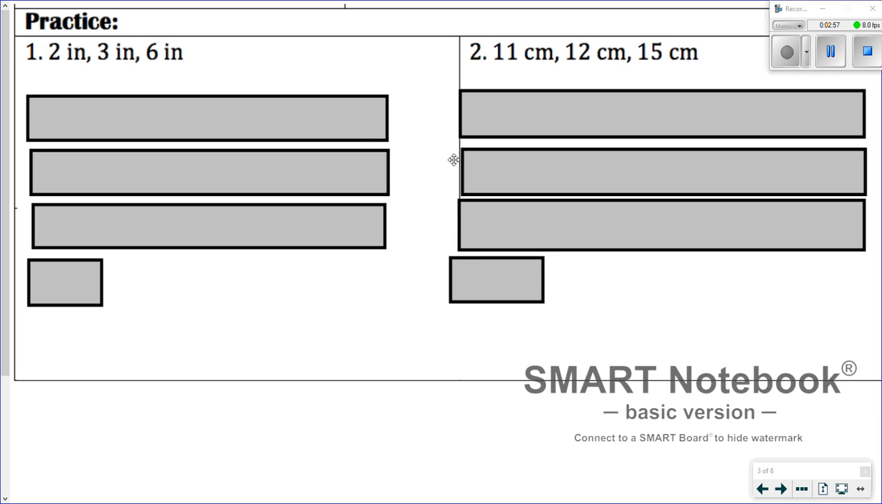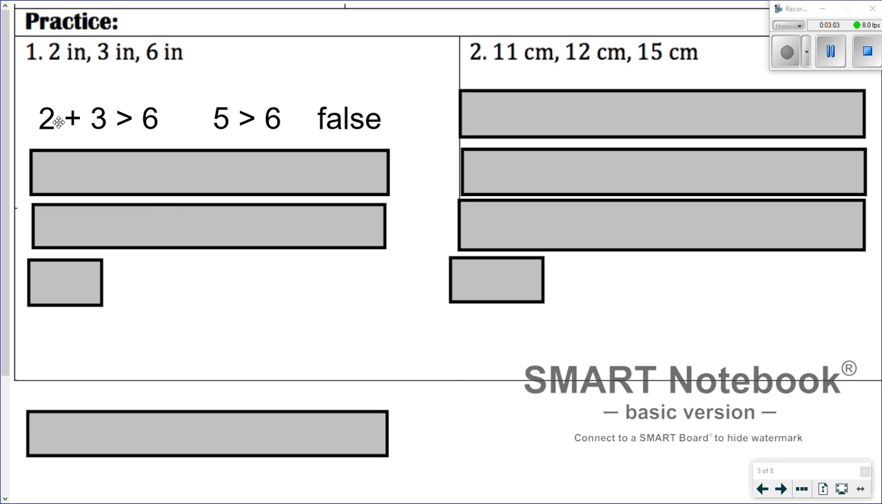So we have a few examples. For this one, we have 2, 3, and 6 inches. So the first one, I added the 2 and the 3, and made it greater than 6, and you notice that it's false. 5 cannot be greater than 6.